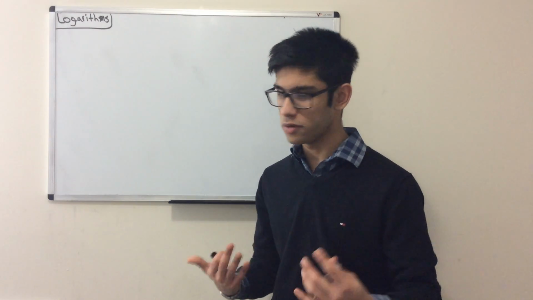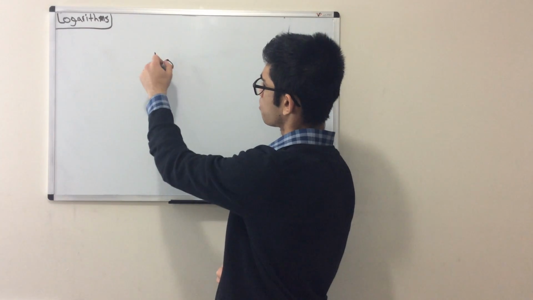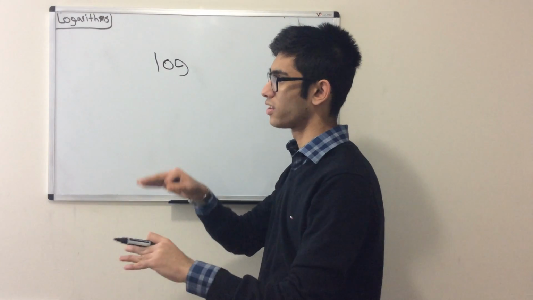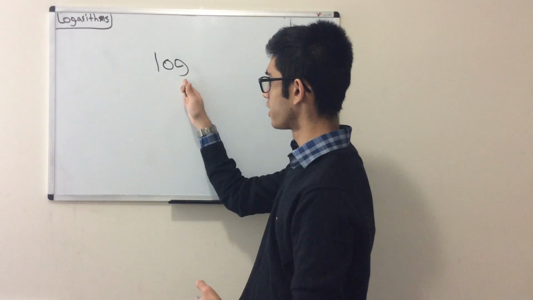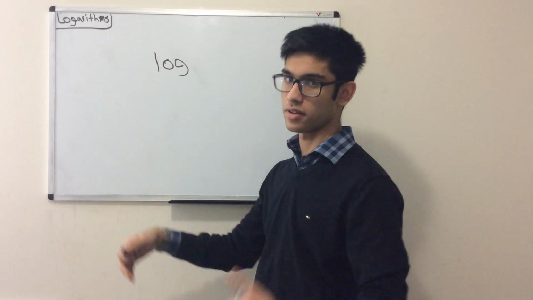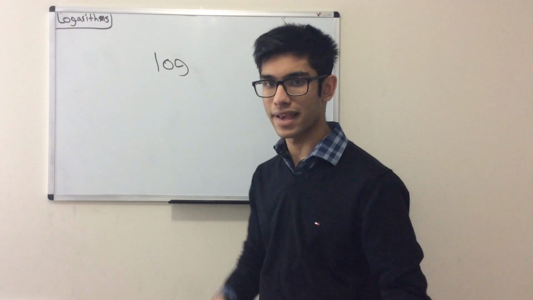So what is a logarithm? How do we even see it, and how do we use it? On your calculator, there's a button called log, and that's all it says. So log itself isn't really anything specific, it's just log, but it's when you add in numbers and the actual equation that it makes sense.